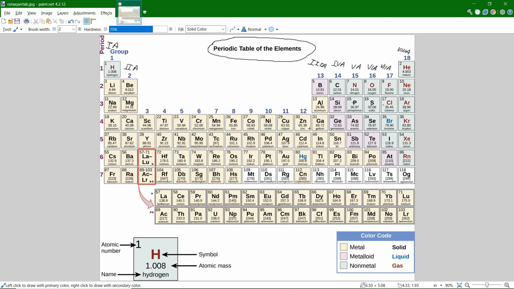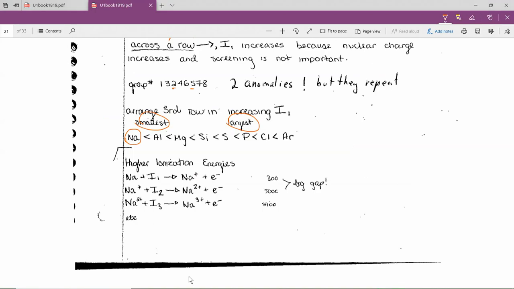Okay, I notice here it says atomic mass, should say average atomic mass, average. Atomic mass. Okay, let's see, what is it? Two decimals, that's good. Okay, let's go back here.